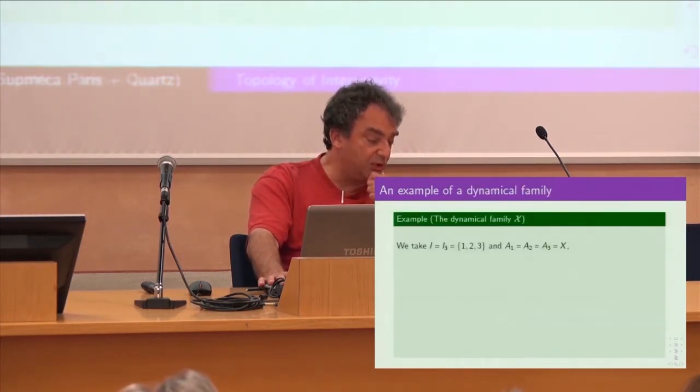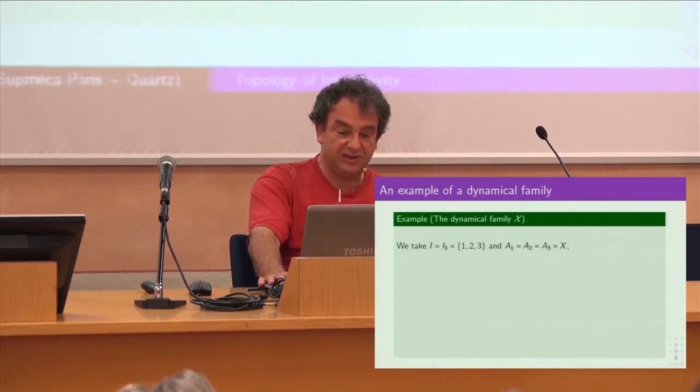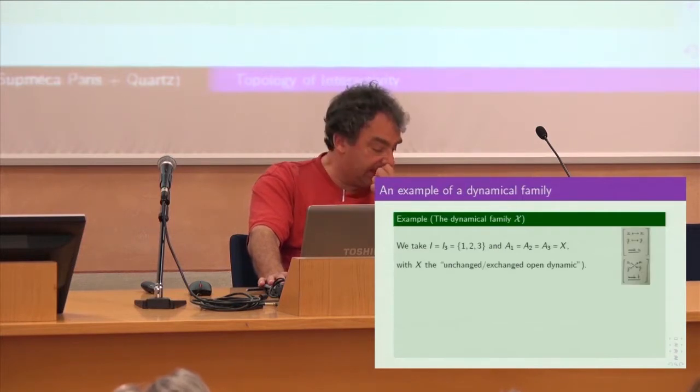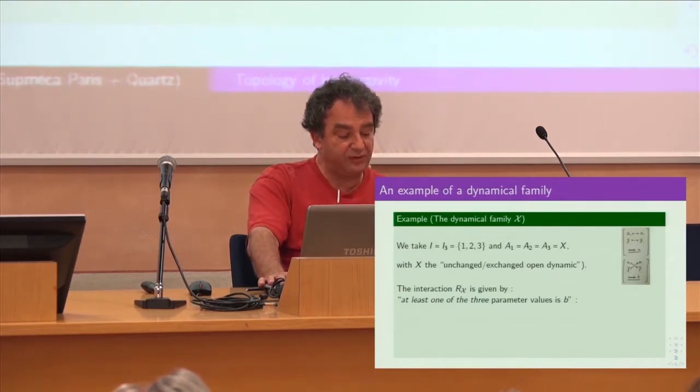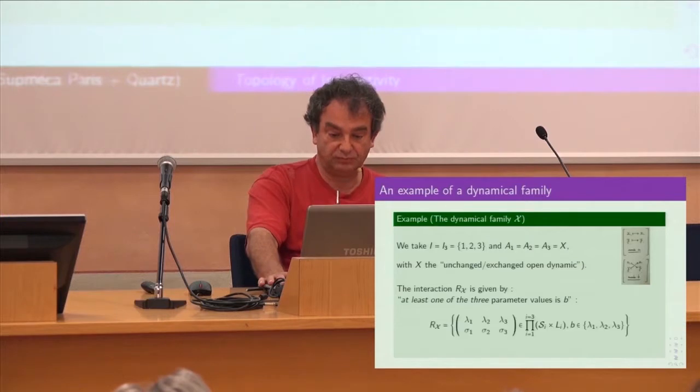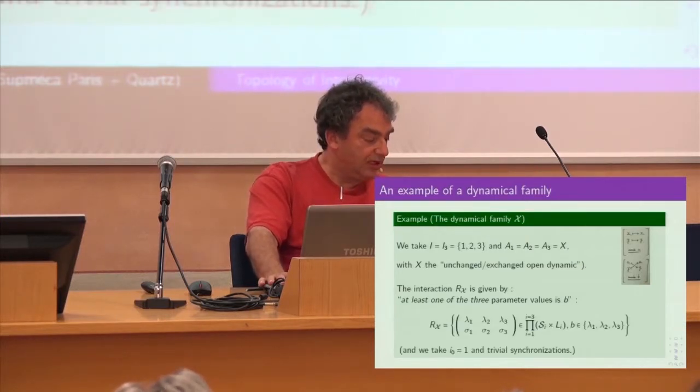So now let's see an example of a dynamical family. Our reference dynamical family will have three open dynamics that are identical to our previously defined dynamic X, with an interaction between them defined by the demand that at least one of the three parameter values is B.